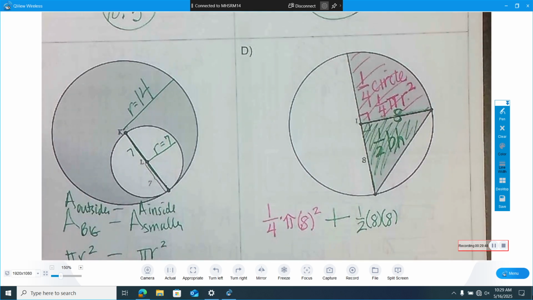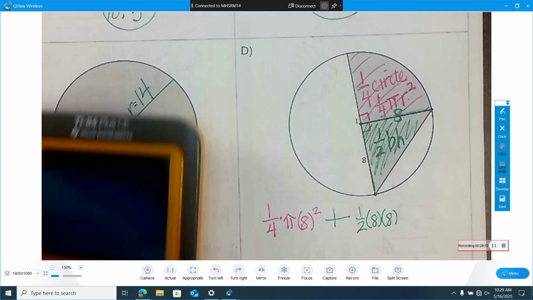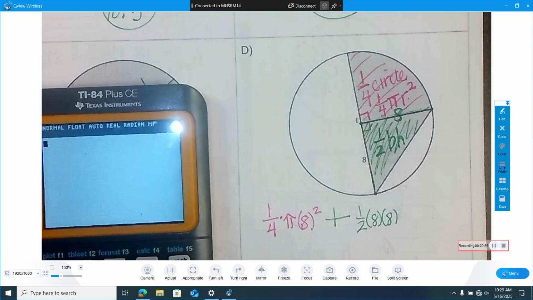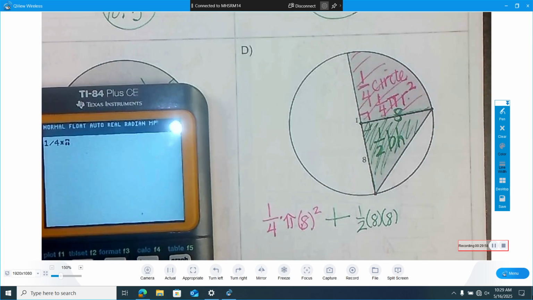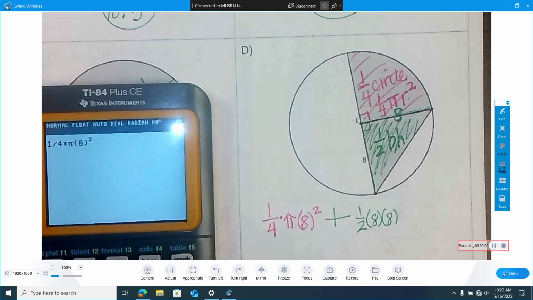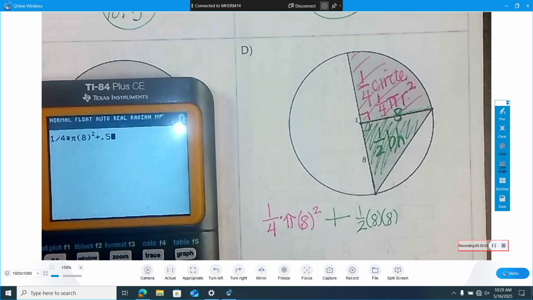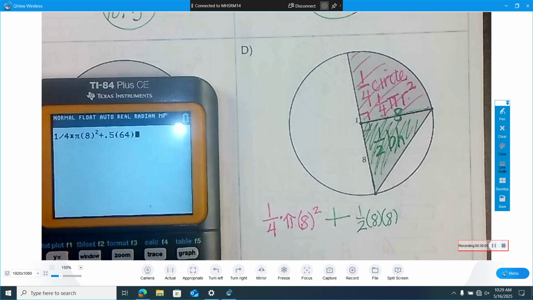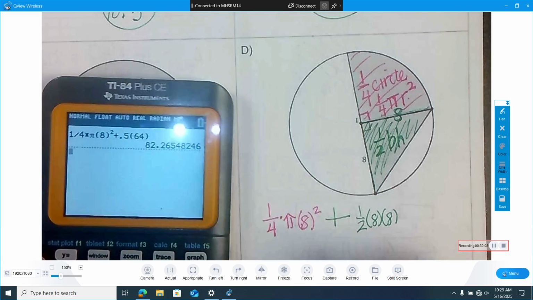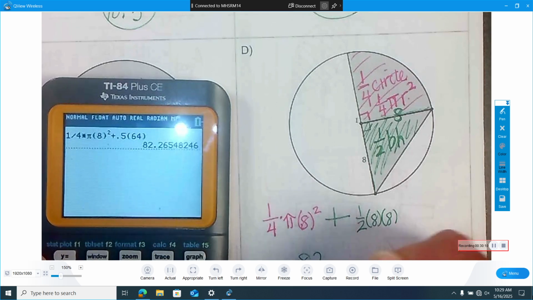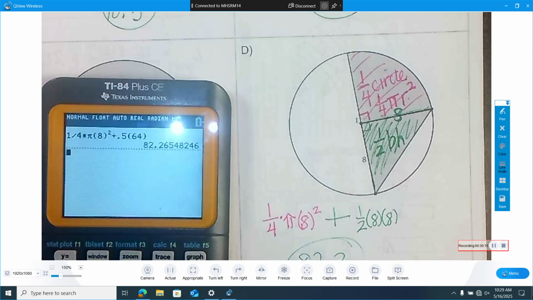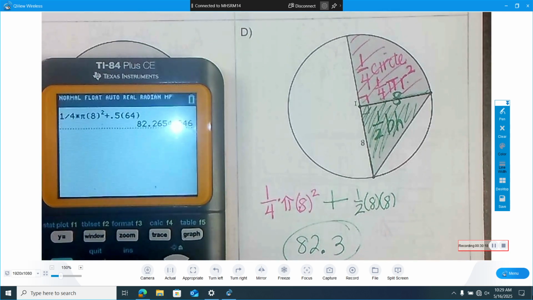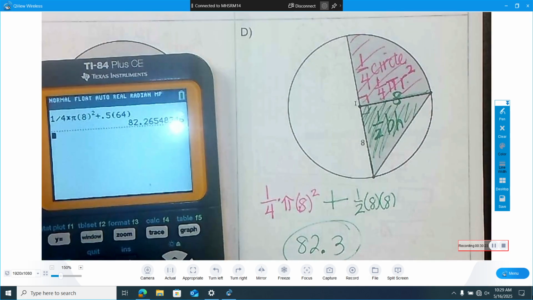All right, and once again, sometimes we're just going to add the areas together, okay? So we have 1/4 times pi times 8 squared plus 1/2 times, can I just do 64? Yeah, okay. All right, and that gives me 82.3, rounding to the nearest tenth. Okay. All right, do you have questions for me? No. All right, you have a delta math to do.